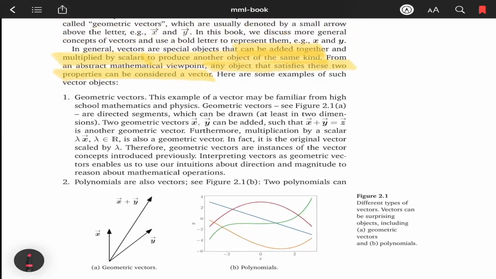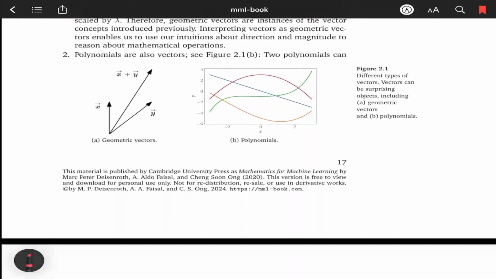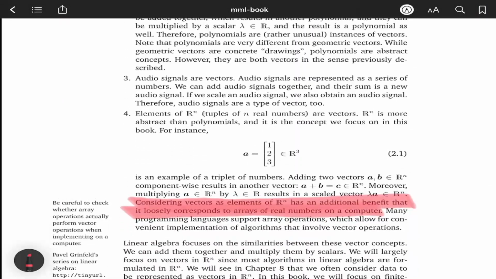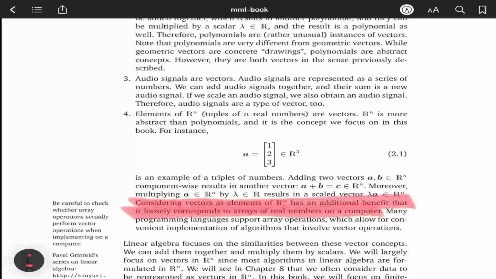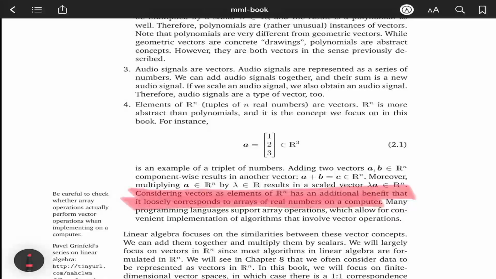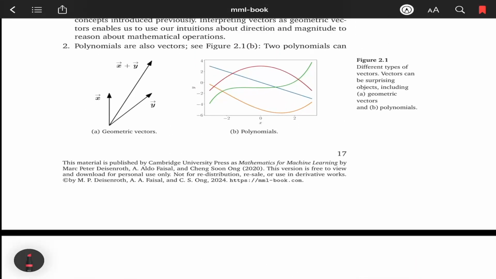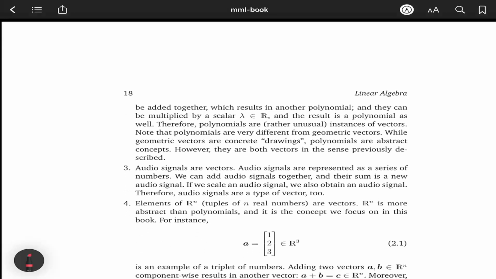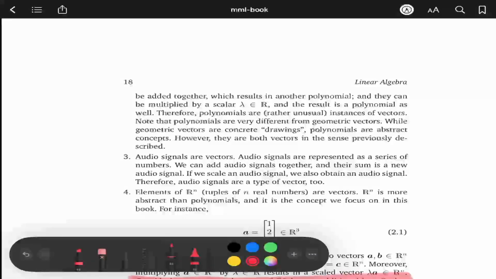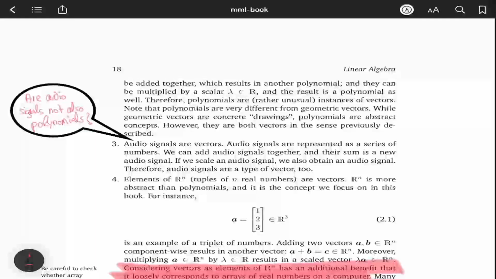I think these different vector types, if you want, are just interpretations we have. So to know that if you see something like an array, that's a vector. If you see an arrow, it's a vector. If you see a polynomial, it's a vector. And an audio signal. I have a question here. I wrote this question down.